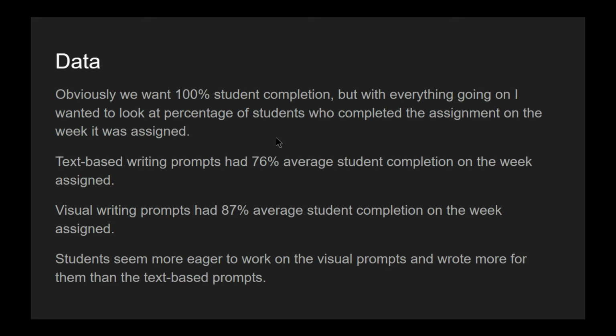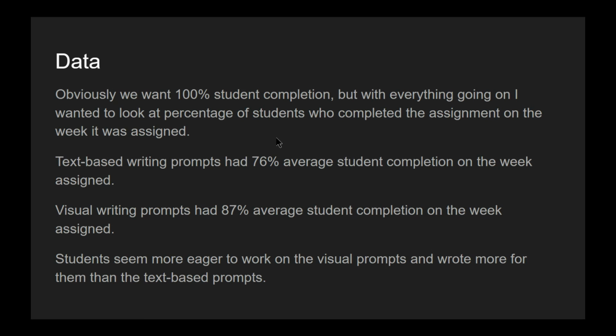Obviously, we want 100% completion for all my assignments, but this year's been really weird with that. And I hope at least that my class isn't alone in missing assignments and students turning in stuff really, really late. But yeah, we want 100% completion. But I went back and looked at the text-based versus the visual-based prompts, and I just looked at the weeks that they were assigned and which ones were turned in on time. I put everything as a due date at the end of that week, so that way it showed.